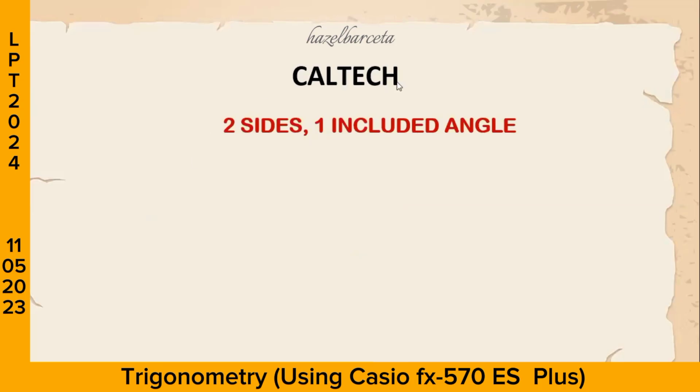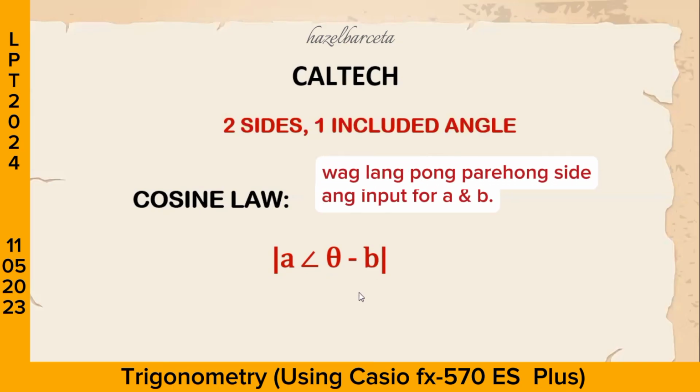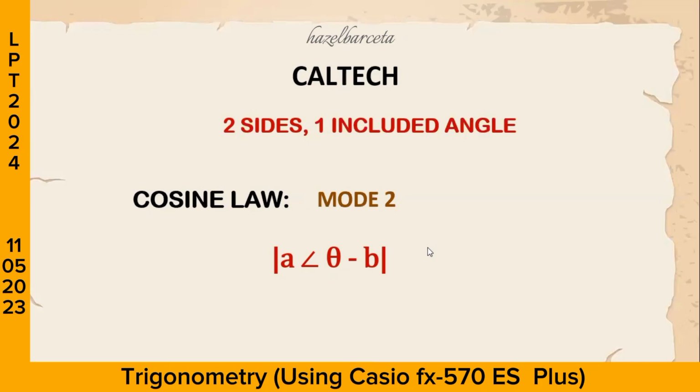Cosine law is for 2 sides and 1 included angle. 1 included angle is for cosine law. So, cosine law, the absolute value of A, angle symbol, the included angle, minus B. Again, okay lang na mabaliktad ang ating 2 sides dito. Okay? Basta wag lang pong pareho yung 2 sides yung ilalagay natin. And mode 2 po tayo dito. Ano nga po ang masasolve natin using cosine law? It is the third side.